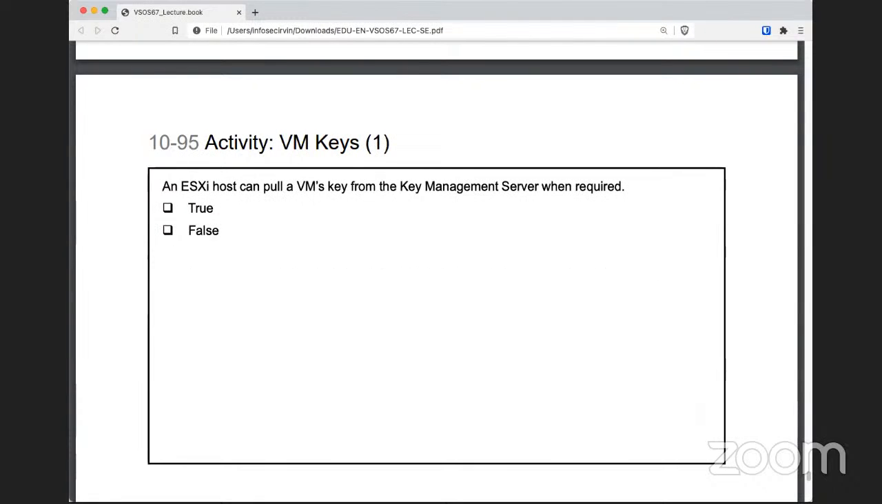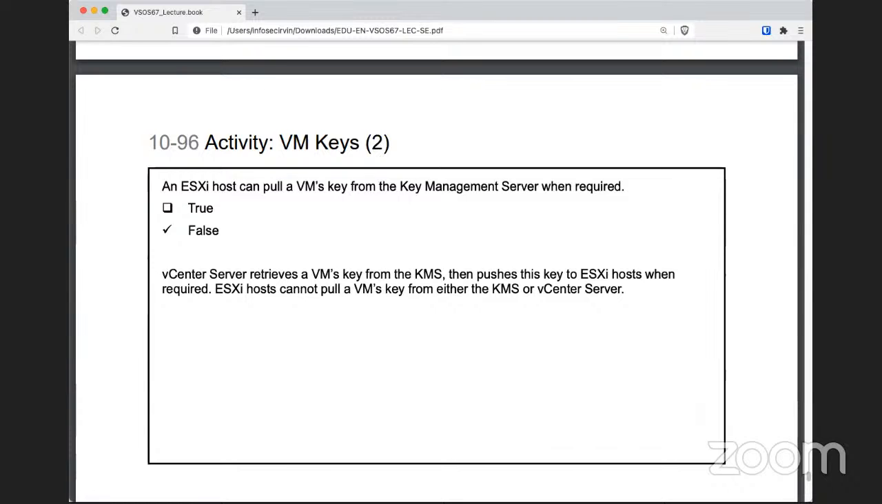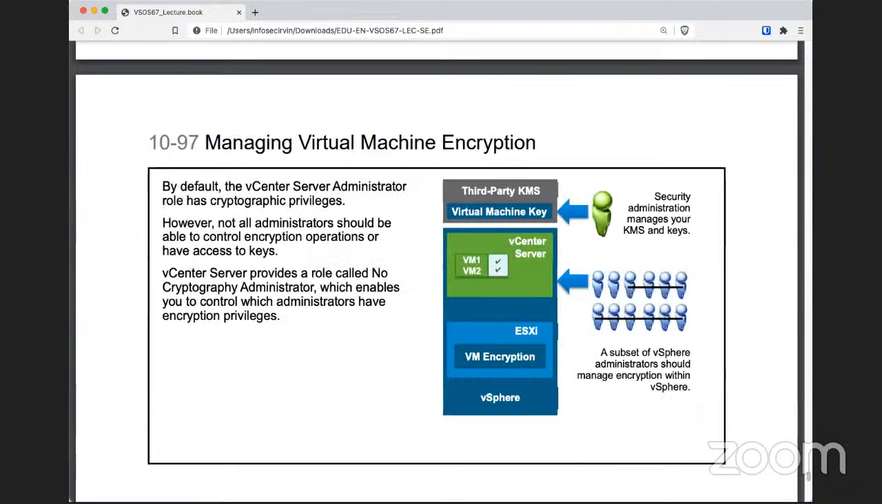Oops. Well, can an ESXi host pull the key when required? No. vCenter Server admins have the cryptographic privileges, but not all admins should be able to control these keys. That should be given to a different user to manage, because you don't want one person to have complete power over everything. You want separation of duties.